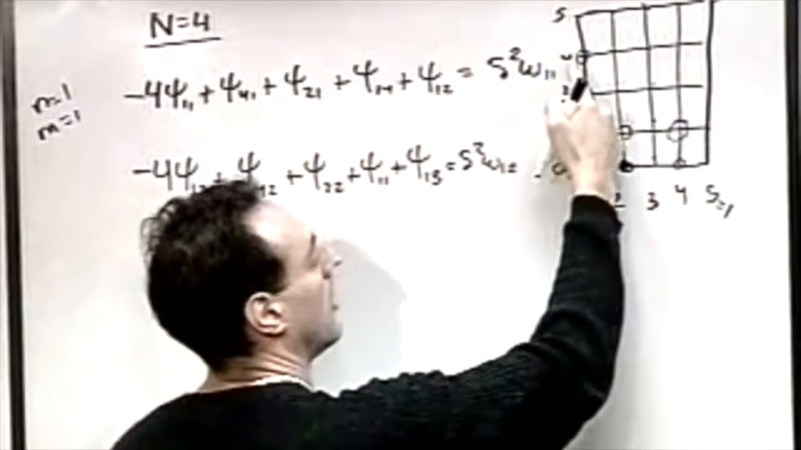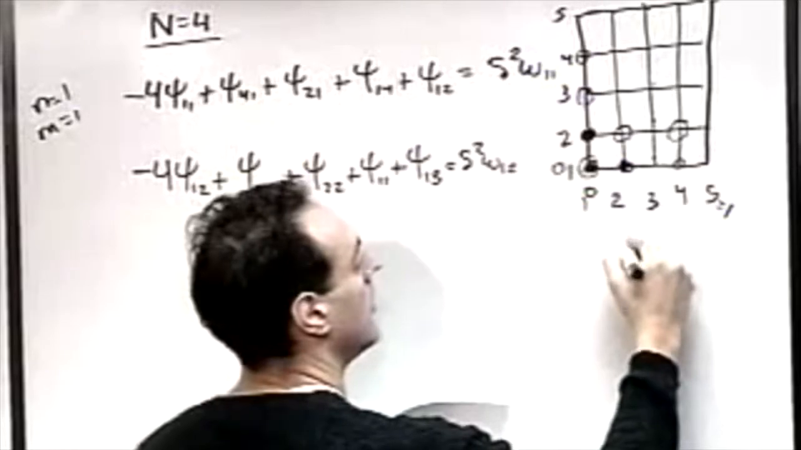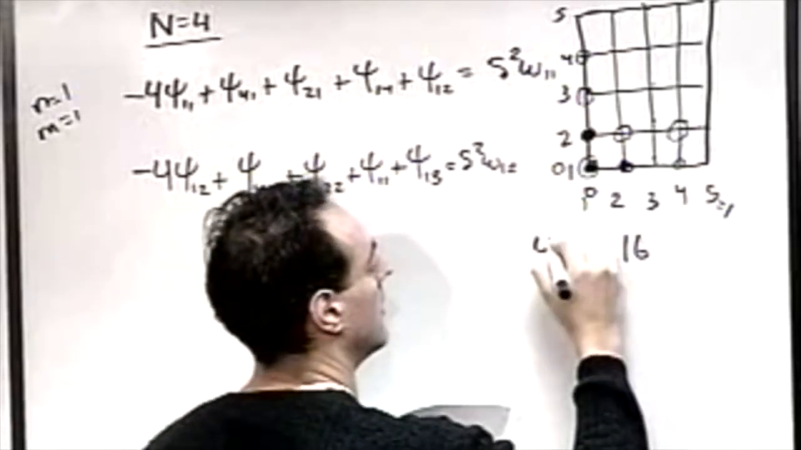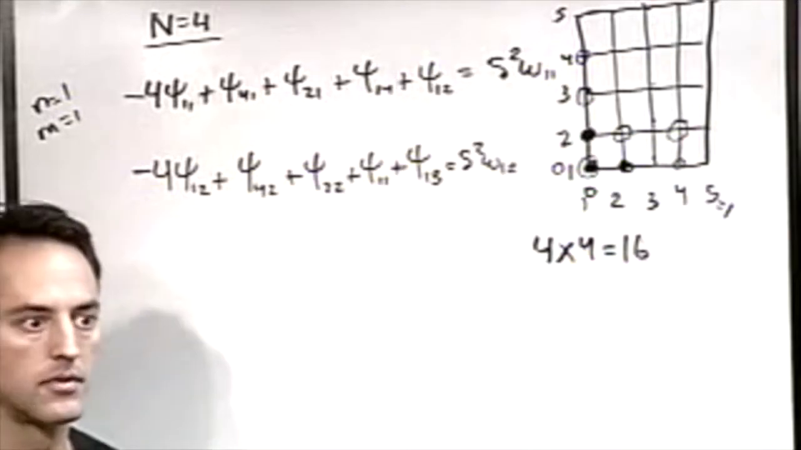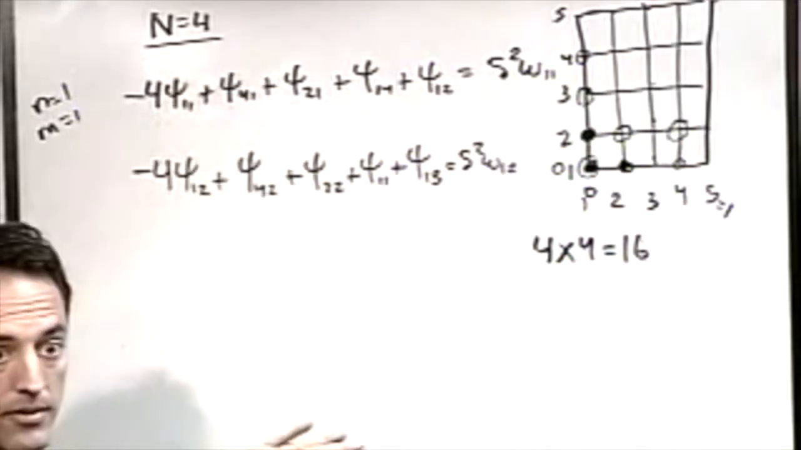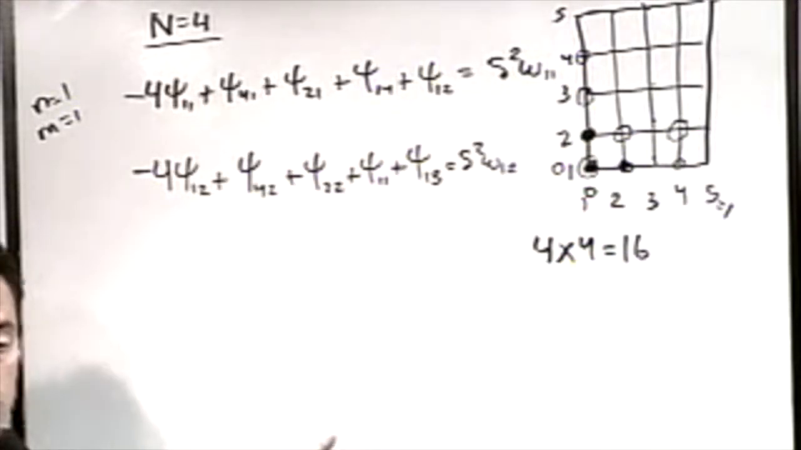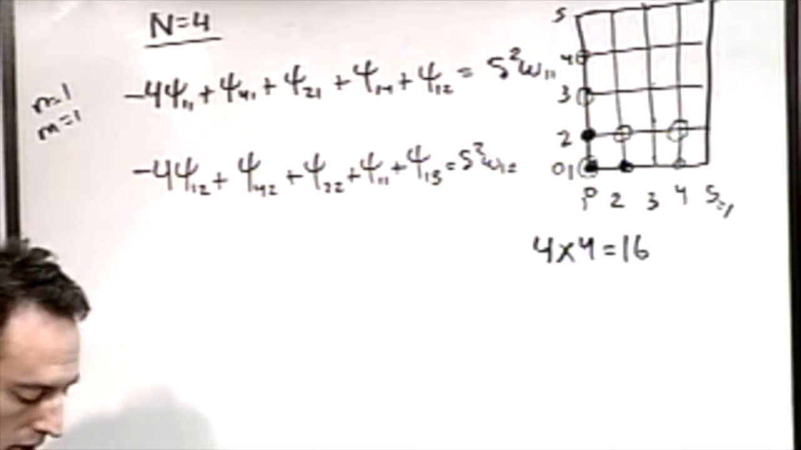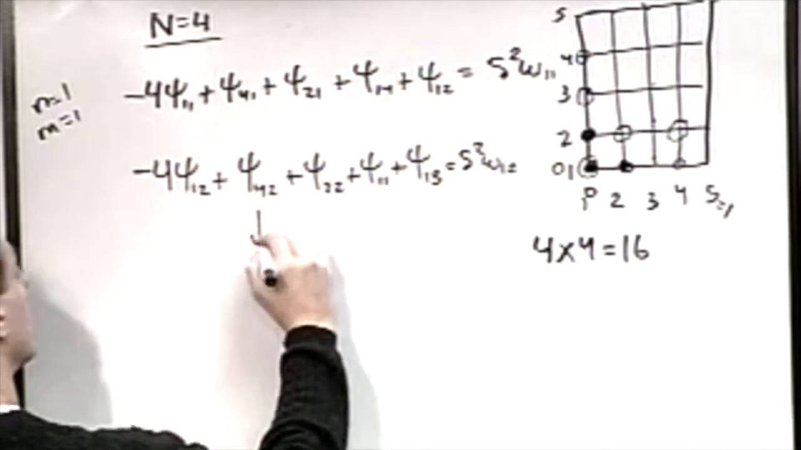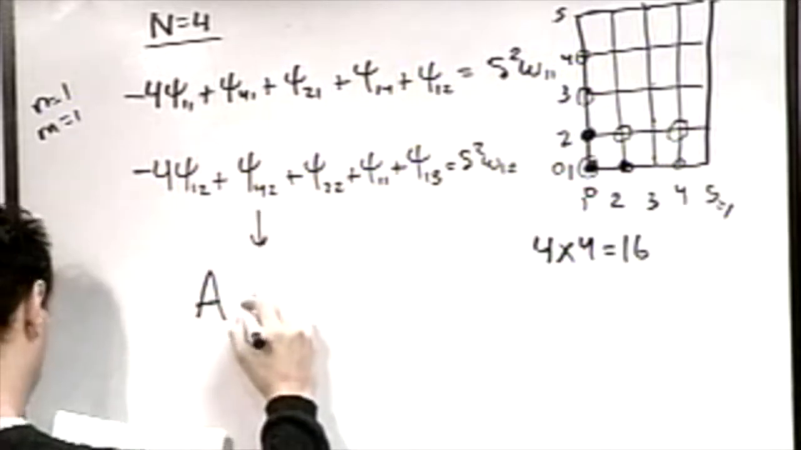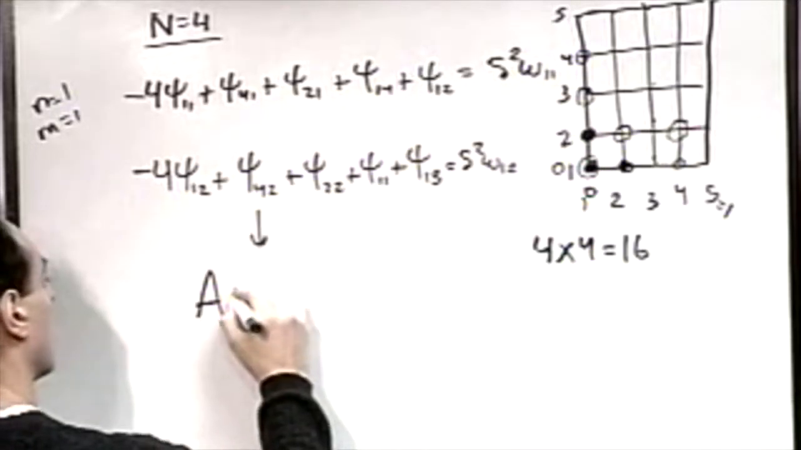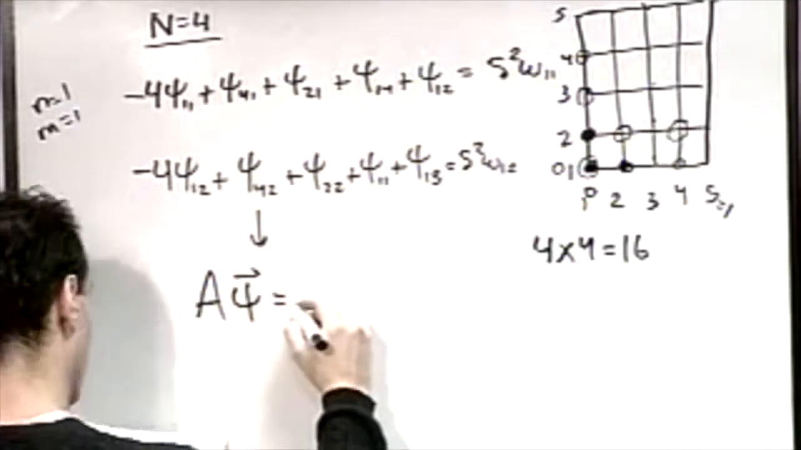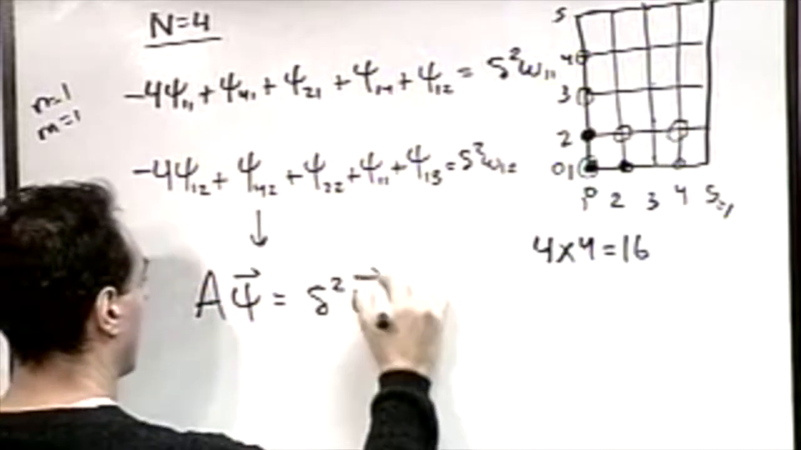How many points total are there? Well, there's 4 this way you have to solve for, 4 this way, a total of 16 points I have to update the solution for. So I get 16 equations here. 16 equations, 16 unknowns. And that then turns into Ax equals b. Now let's call it more specifically: A psi is equal to delta squared vector omega.